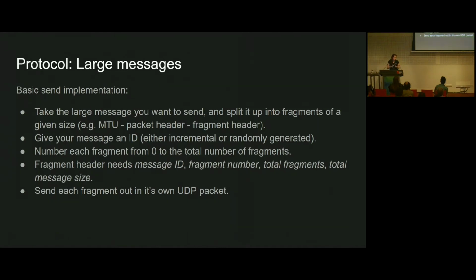You need to take off space for the headers, and then you split that message up into those components. You give each message an ID. This is separate from a sequence number. You want an ID that is consistent for all the fragments, so that if you're sending multiple large messages at the same time, the server doesn't get confused and reconstruct them incorrectly. It can track each message independently. And then you include some information about what index fragment this is in the list of total fragments, and how many total fragments there are to reconstruct. And then you send each fragment out as its own UDP packet.